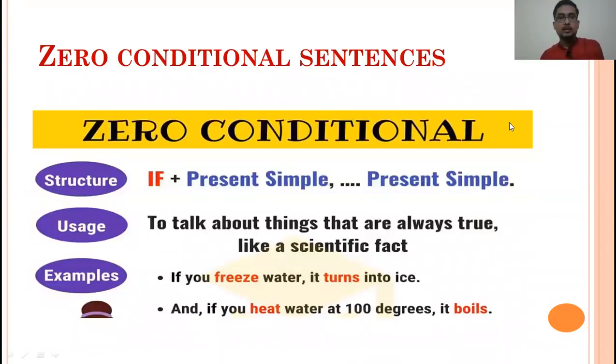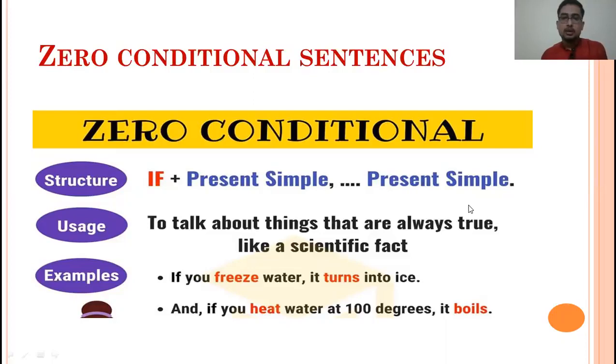So in this slide, we find the structure of zero conditional sentences. You see at the first, the structure is given: if plus present simple plus present simple. In the first part, the tense is present simple. In the second part, the tense is also present simple, I mean present indefinite tense. So this is the basic structure of zero conditional sentences.